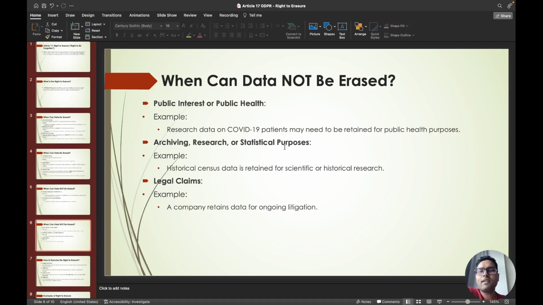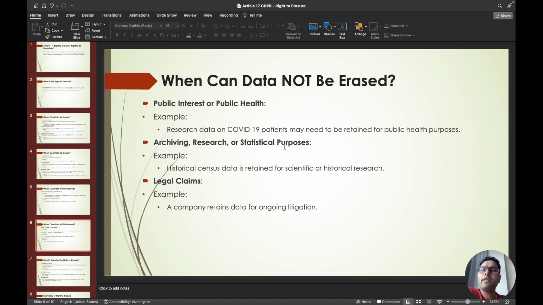Archiving, research and statistical purposes, just like the previous one, public interest. Similarly, research work for statistical purposes, that means census data or scientific historical research data, the data subject cannot request deletion of the data because it is related to achieving a purpose, a research or a statistical analysis. And legal claims: a company retains data for ongoing litigation. That means if a person is seeking a legal remedy, in such a situation, what is my duty?